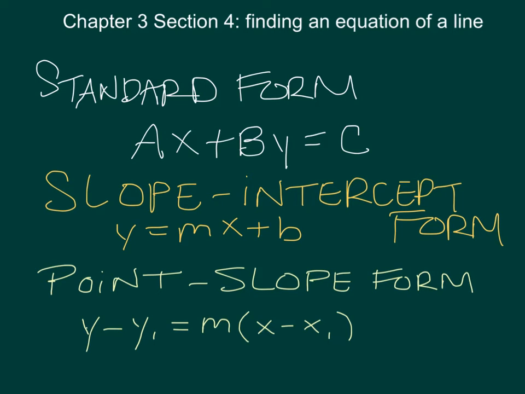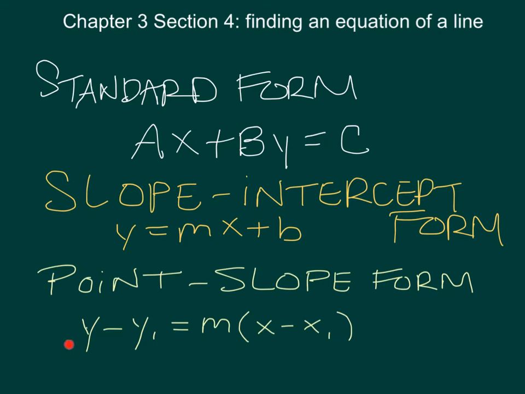Here we are in section 4, the last section before your quiz. We're finding an equation of a line. So far in these sections, we've looked at standard form, ax plus by equals c. Last section, we looked sort of informally at slope-intercept form, y equals mx plus b, and we also looked at how these two equations are related.